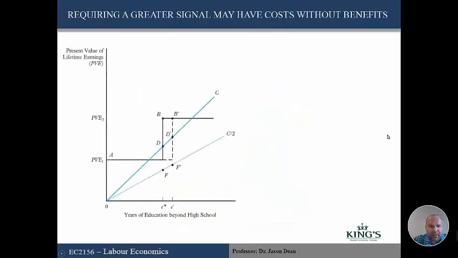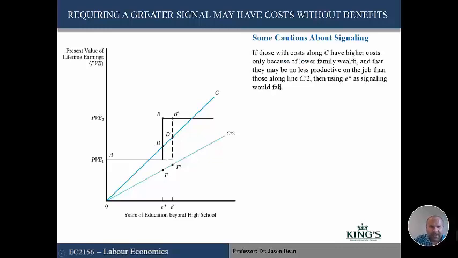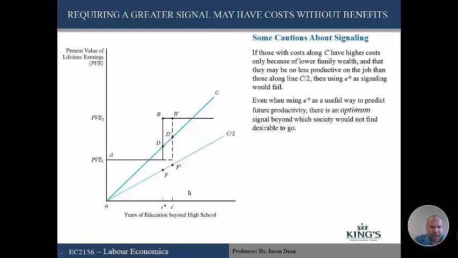Okay, now requiring a greater signal may have costs without any benefits. So just one of the negative aspects of a signaling model is that it's possible that, how do you select this optimal number of schooling? Suppose that it's E prime here. Okay, we know E star will work as an effective signal. But what's stopping the employer from saying, well, why not have higher educated workers? What if they increase it to E prime?